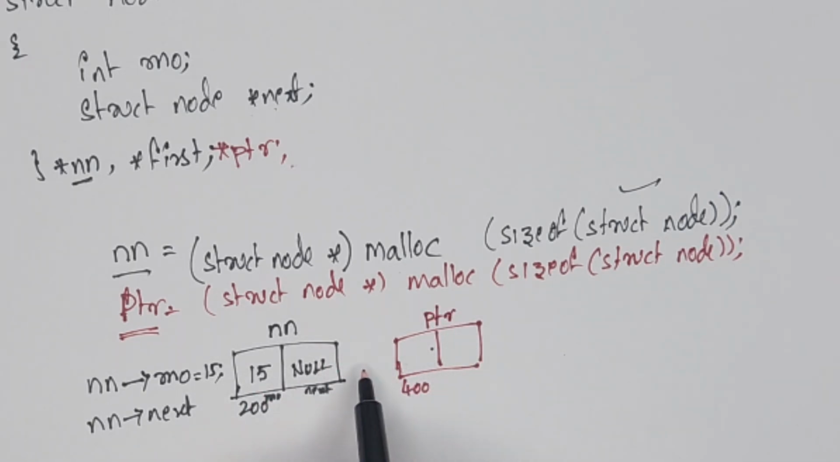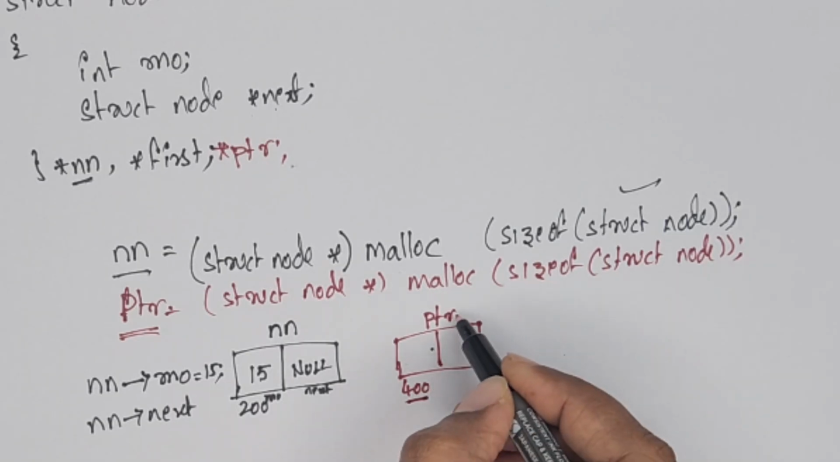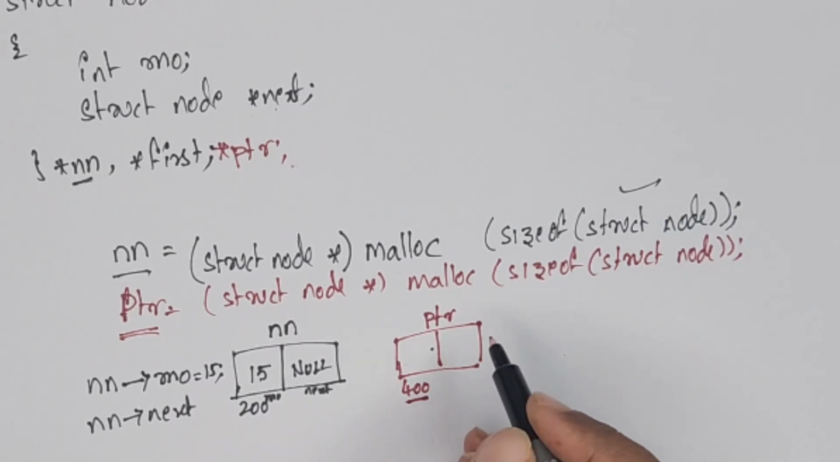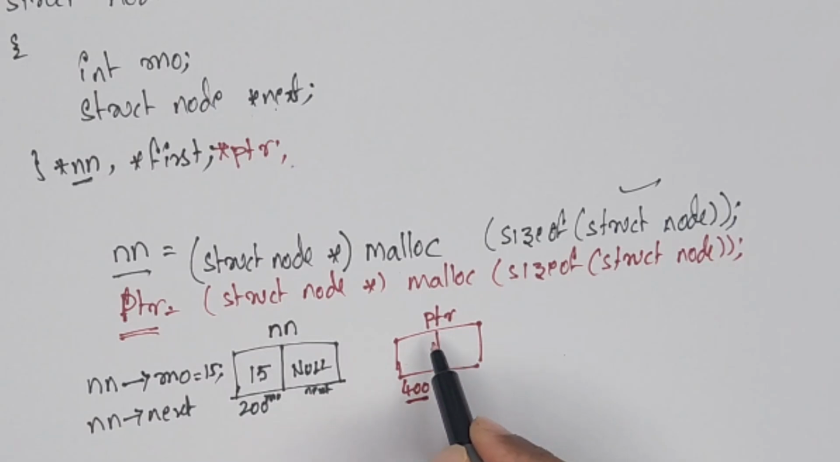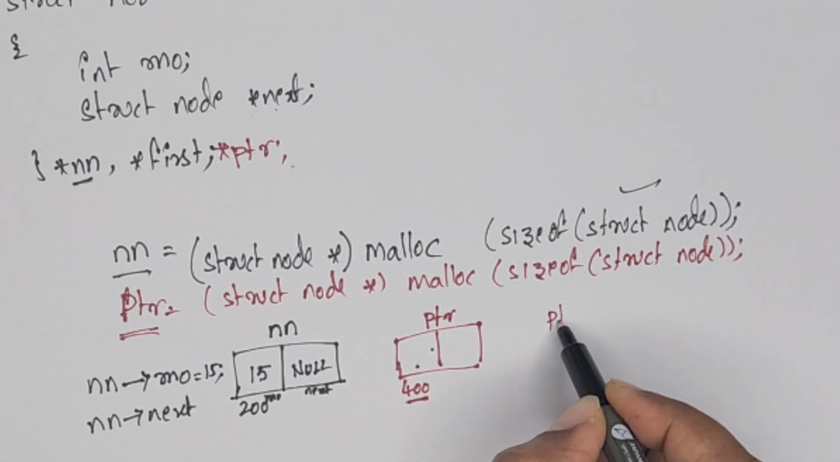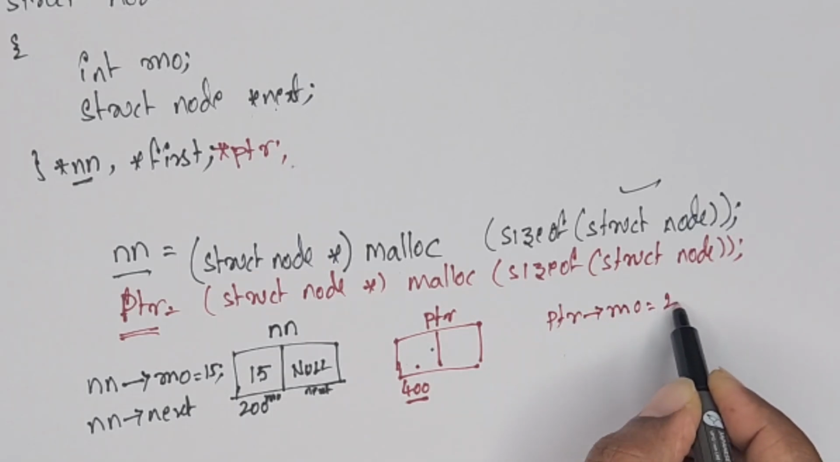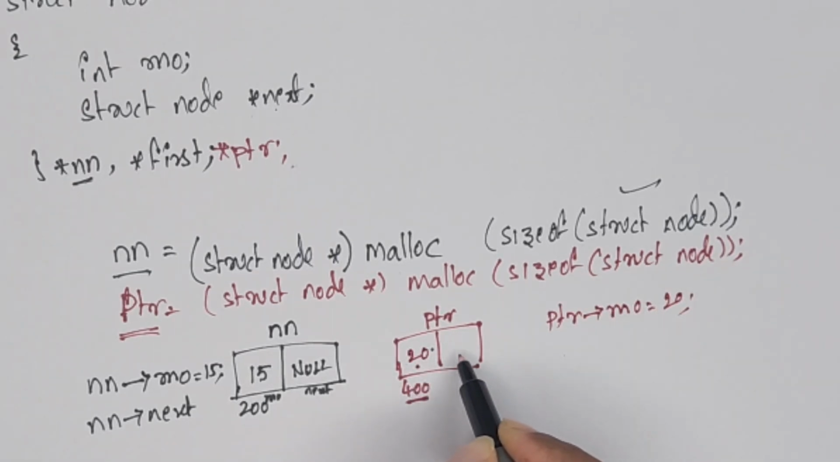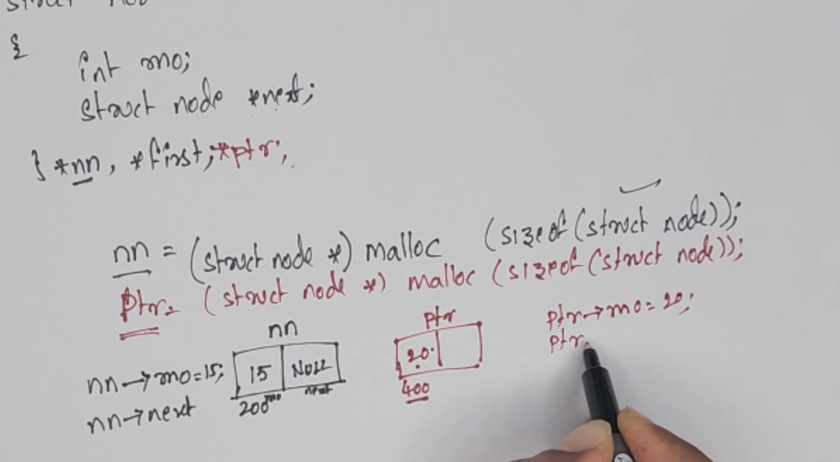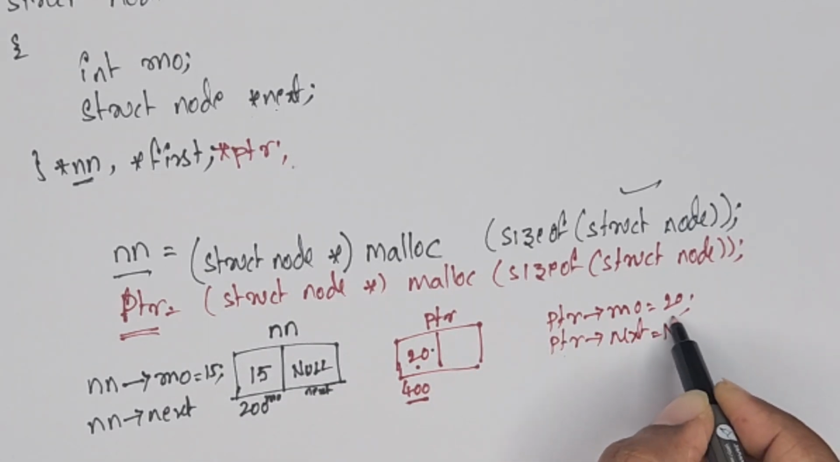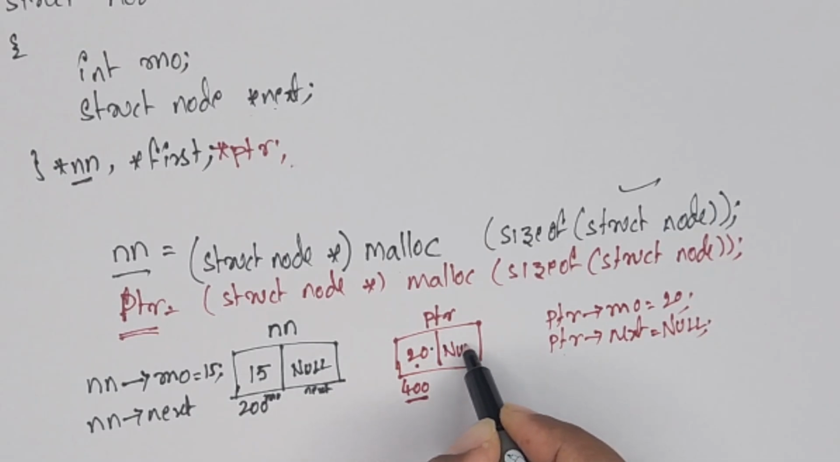Now how to add these two nodes? In the place of null, we have to store the address of this node. The address of this node is 400. In place of null, I have to store 400. So 400 is assigned to ptr. Now what is ptr? 400. First of all, we'll assign the roll number. How to access this member? ptr of roll number. ptr of roll number is 20, so 20 will be assigned here. There is no next node, so ptr of next equals null.